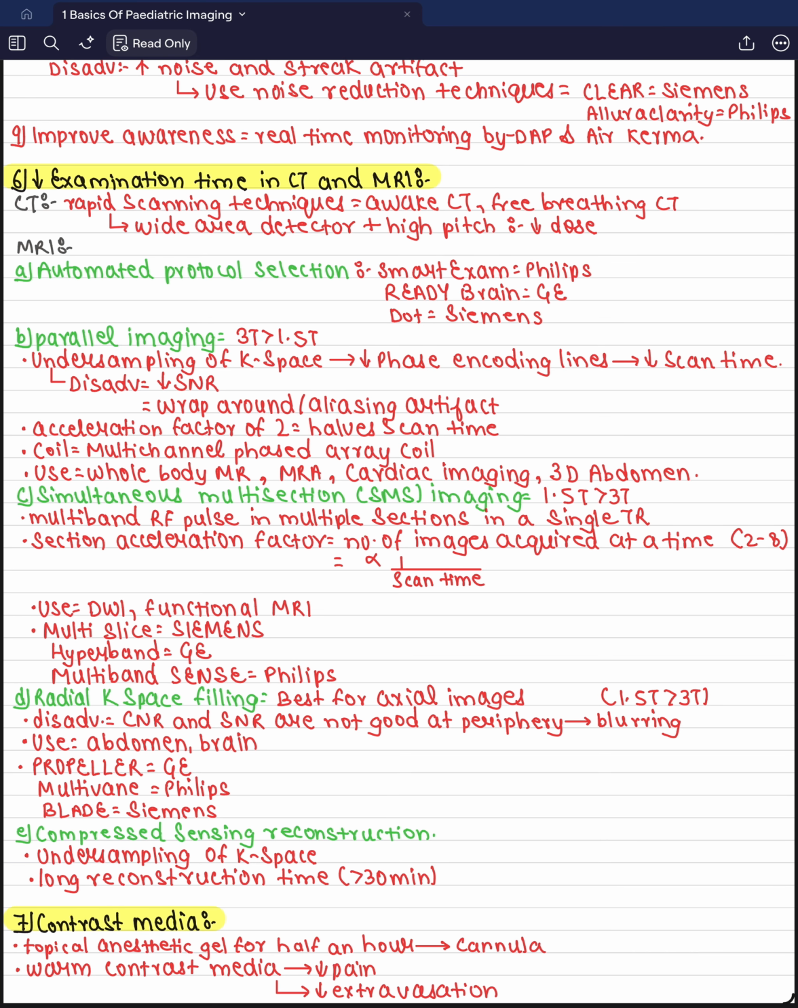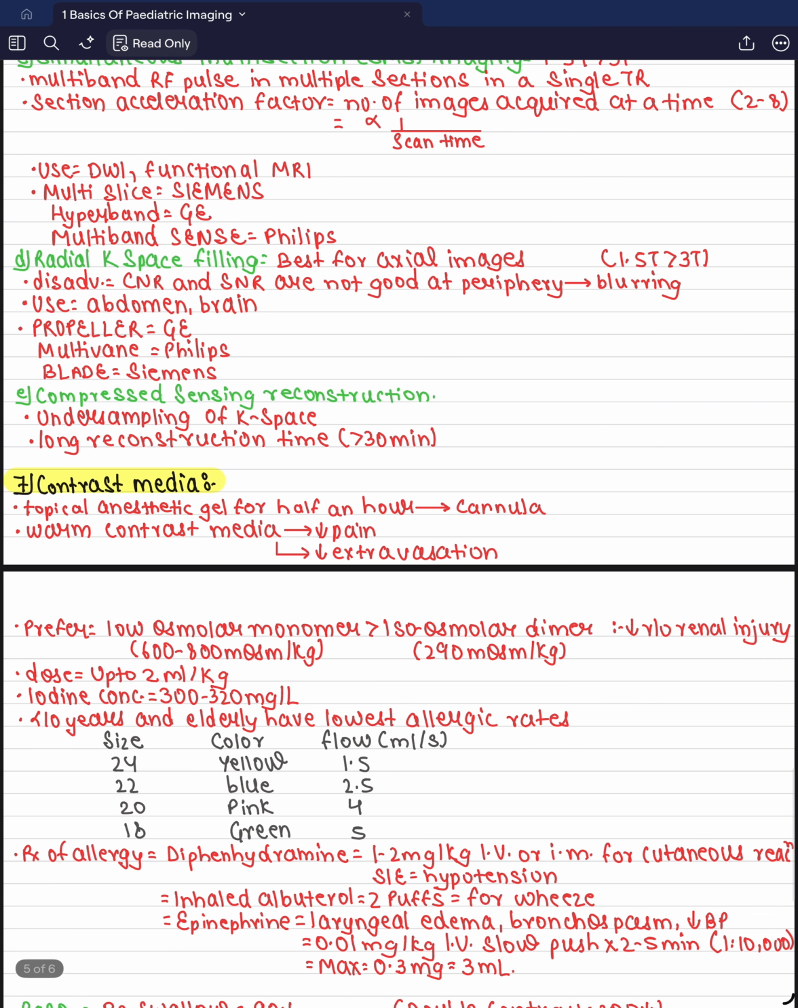Then we have radial K space filling. It is best for axial images, and it is better for 1.5 Tesla than 3 Tesla. The disadvantage of radial K space filling is that you are filling the K space radially, right? So the contrast to noise ratio and signal to noise ratio are not good at the periphery. There will be blurring at the periphery. Usually we use these scans for abdomen and brain. They come with the name of PROPELLER in GE, MultiVane in Philips, and BLADE in Siemens.